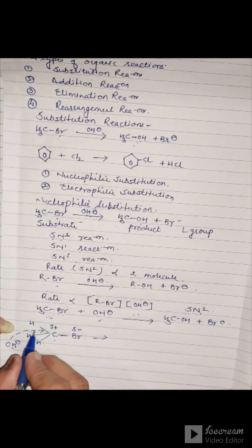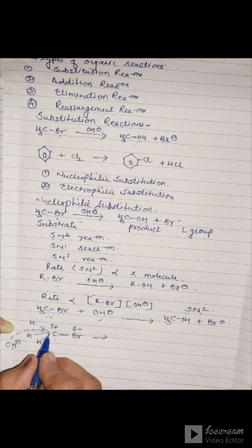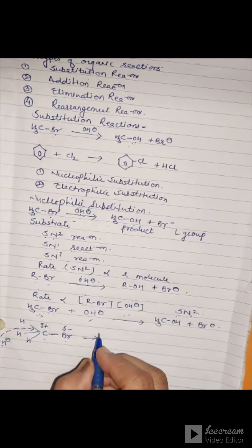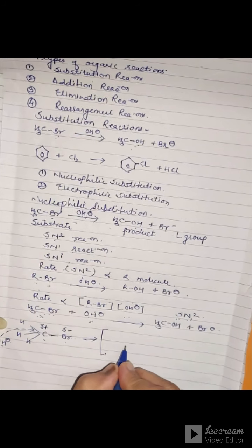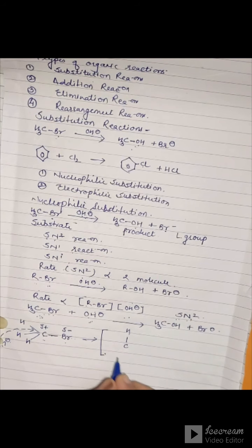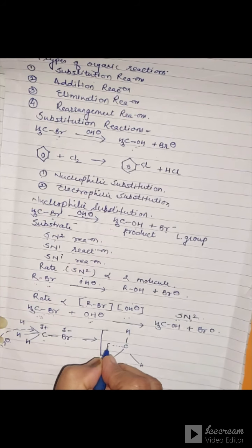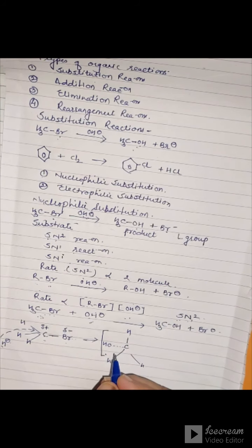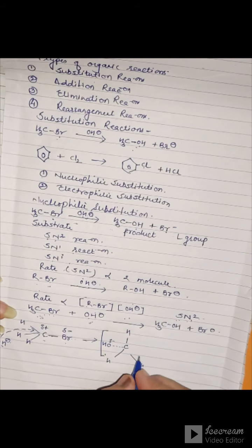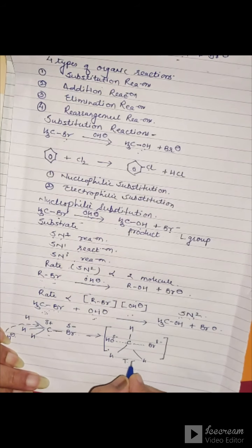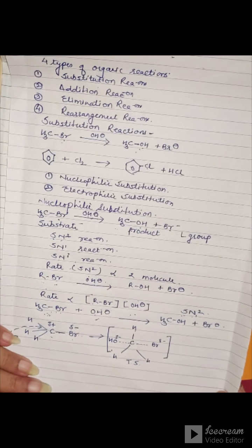As this OH starts to approach this electron deficient carbon, Br will start to depart the molecule and we will get an intermediate stage like this. See, these are the 3 hydrogens and here OH approaches the carbon and Br will start to depart. This is the transition state of SN2 reaction.